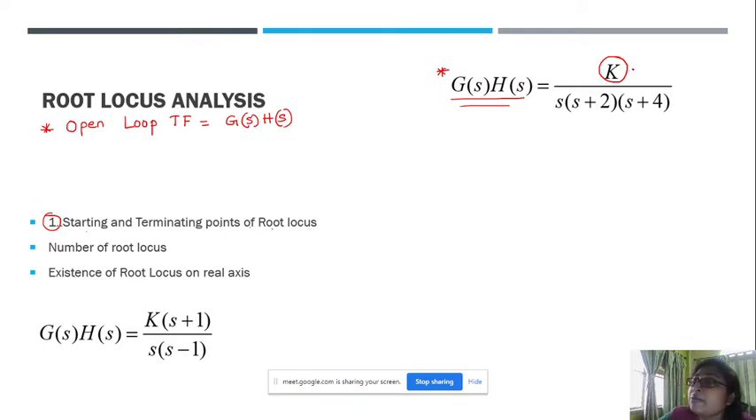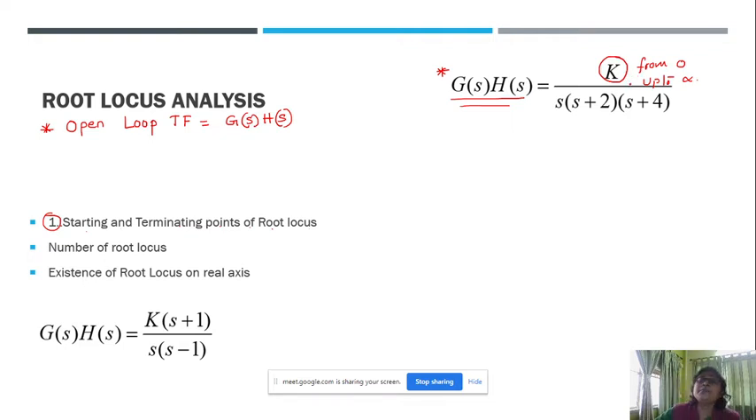So, what will be the minimum value of k and what is the maximum value of k? Theoretically, to draw a root locus, we have to vary this k from 0, so the minimum value of k will be 0, up to infinity. So, to draw the root locus, we have to vary this k from 0 to infinity. The second point to remember is that to draw the root locus, we have to vary the DC gain k from 0 to infinity.